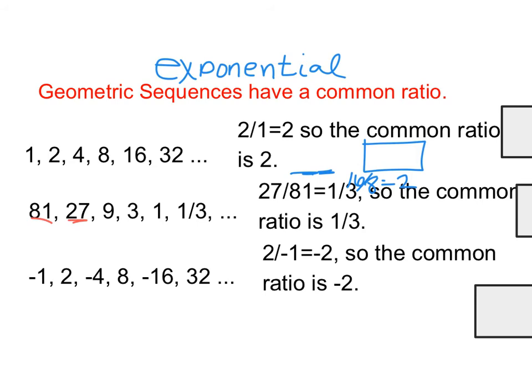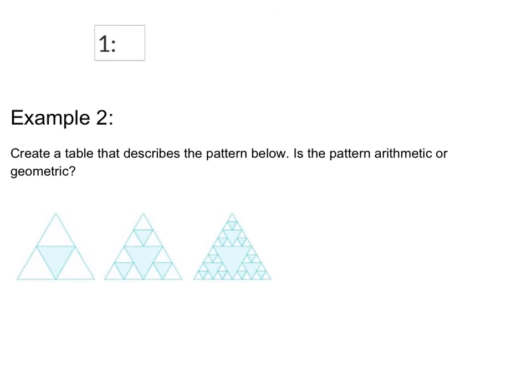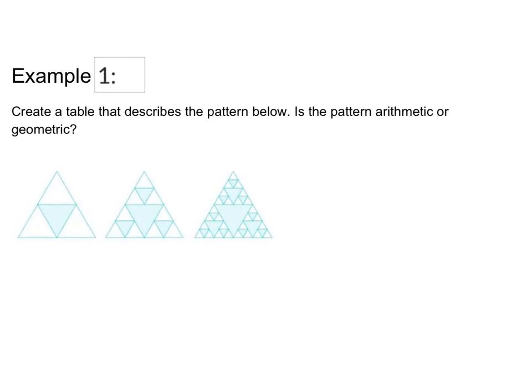All right. So let's do some patterns of our own. Let's take a look at example number 1. It says create a table that describes this pattern below. And is this pattern arithmetic or geometric? I like those triangles. They look cool. Thank you. I shaded them in for you a little bit. So let's make a table. I'm going to draw a table right underneath.